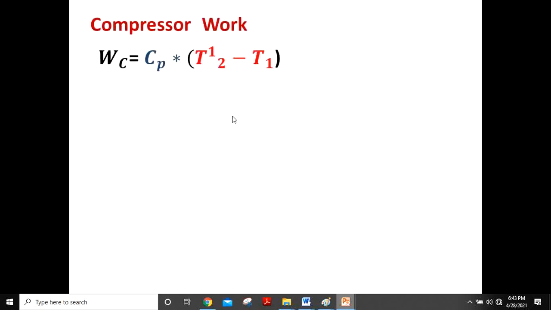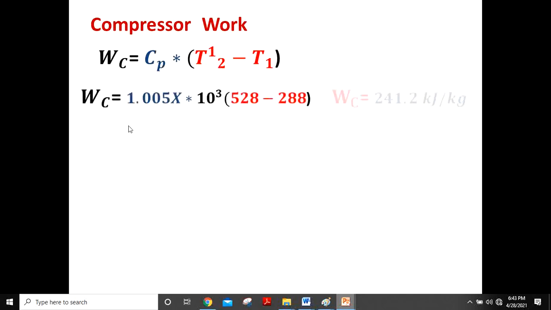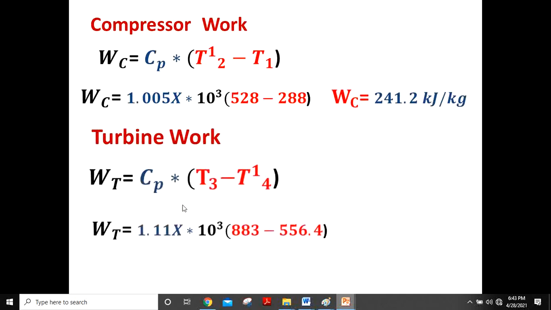Next, compressor work. This is the compressor work, Cp into (T2 minus T1). This is actual compression. Otherwise, if it is ideal compression, it should be T2 minus T1. It is actual compression, Cp into (T2 dash minus T1). W compressor, you get this value. W turbine, this is actual expansion. If it is isentropic expansion, it should be T4. Therefore, W turbine is equal to 326.6.